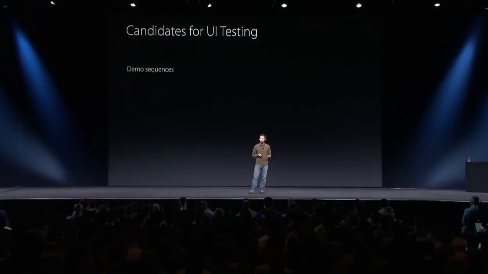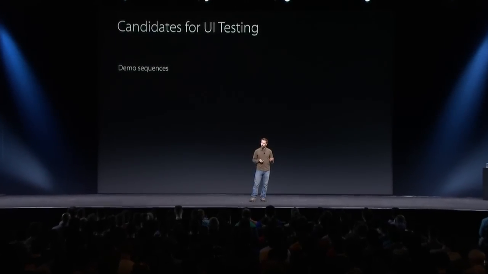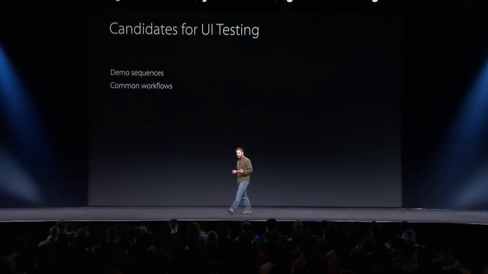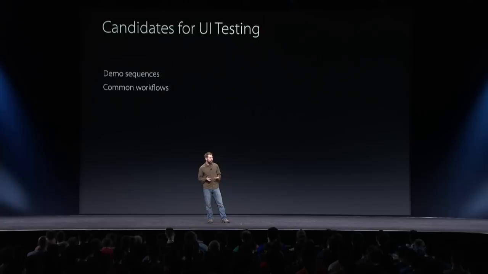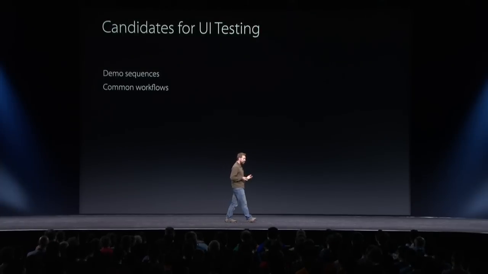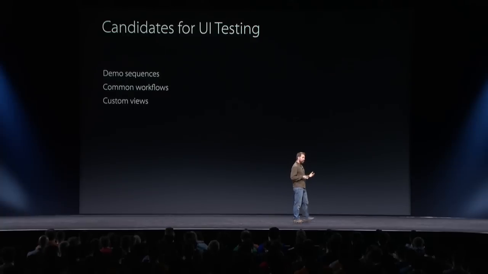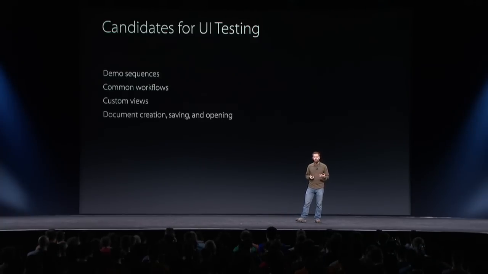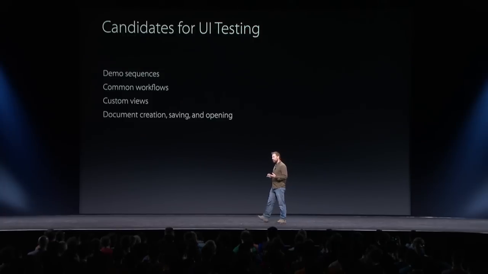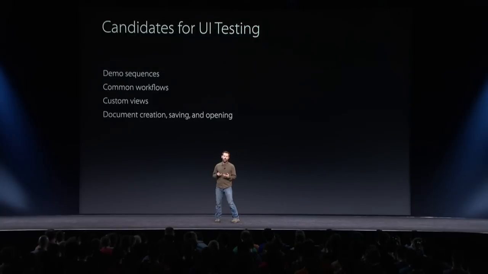Some great candidates for UI testing. Well, think about your app. You have customers, you show it to them, you have little demo sequences that you show to them. You walk them through, here's how you do this with the app. Those demo sequences are great candidates for UI testing, because then you'll know nightly build after nightly build that those demos are going to work for you. Second, beyond that, common workflows, what the app is used for, if it's an editing app, how you edit the documents, any custom views you have in the application. And finally, document-based workflows, opening and saving. These are all great things to automate because they're really hard to capture with unit testing, and when they go wrong, they have a huge impact on users.